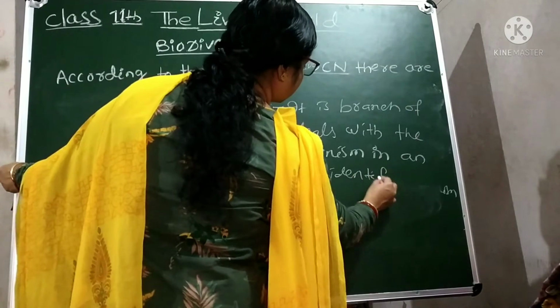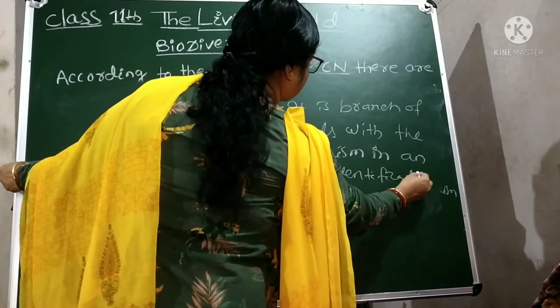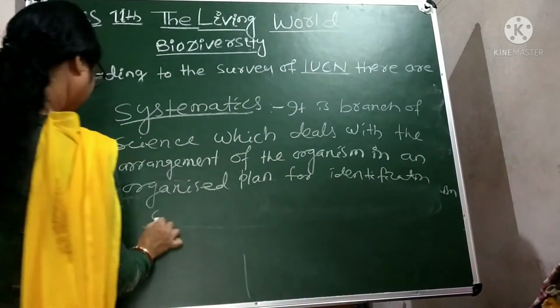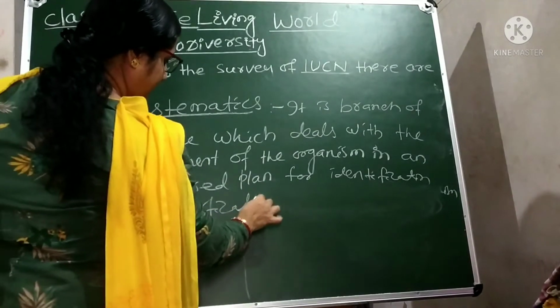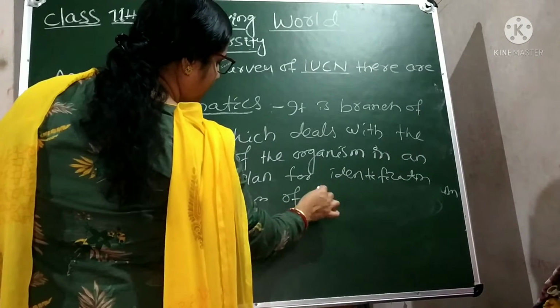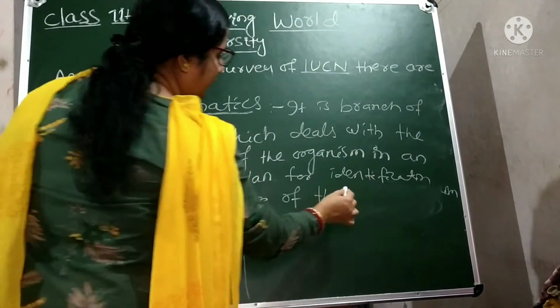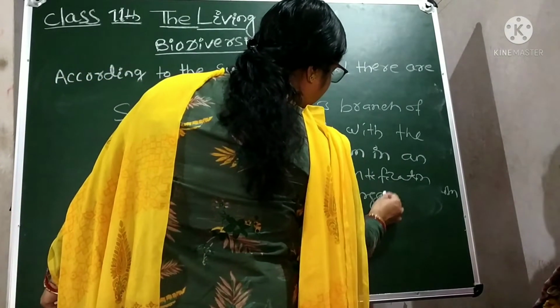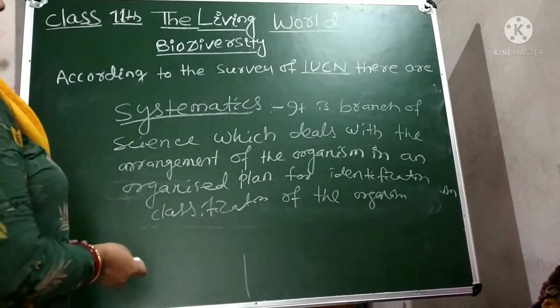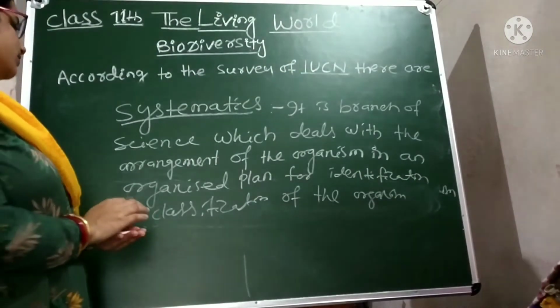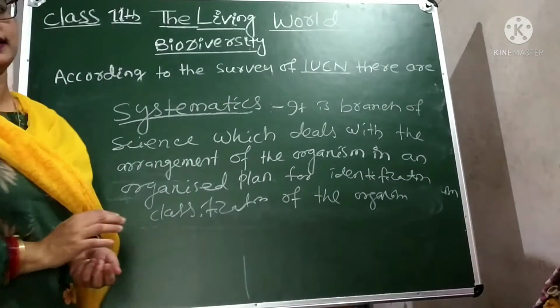Identification and classification of the organism. Okay, systematic is a branch of science which deals with the arrangement of the organism.